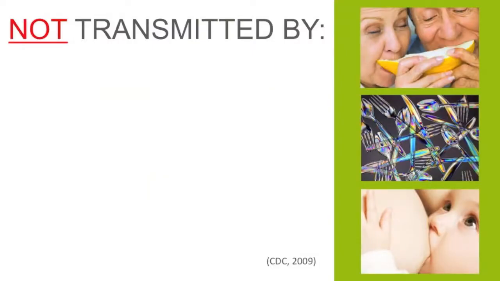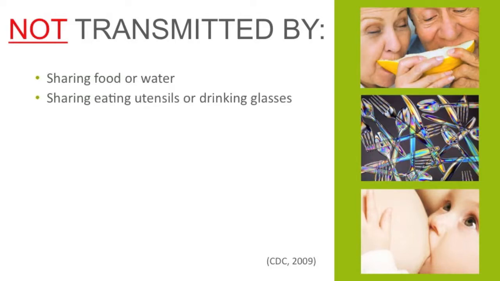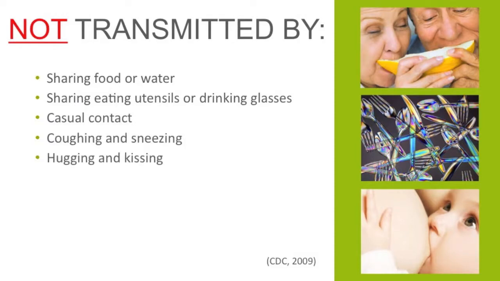Hepatitis B is not transmitted by sharing food or water, sharing utensils or cups, casual contact, coughing and sneezing, hugging and kissing, or breastfeeding. This is very important to understand because a lot of people think that hepatitis B can be transmitted any one of these ways.